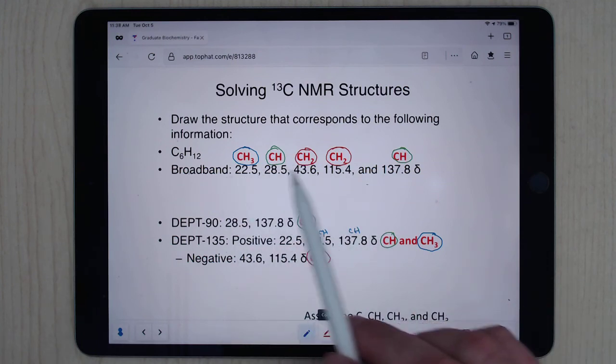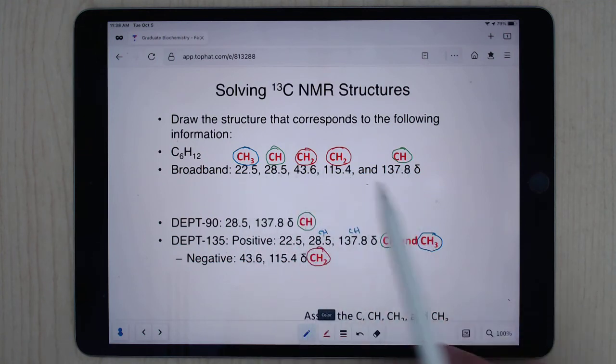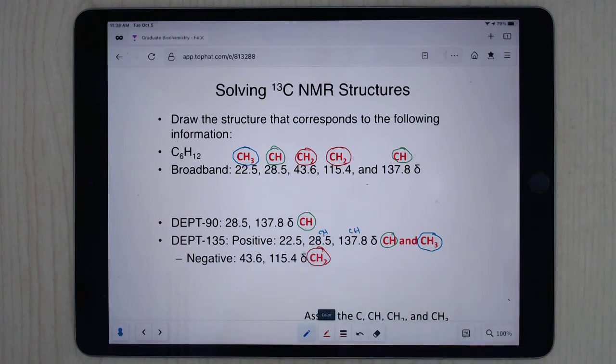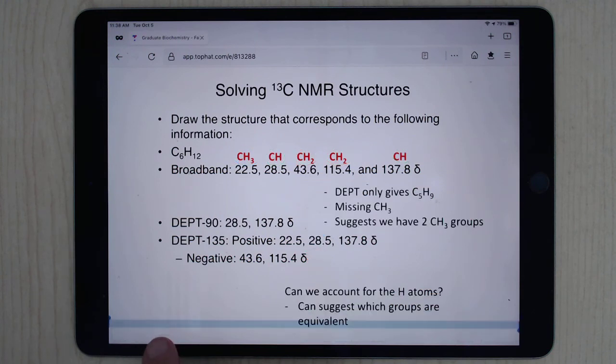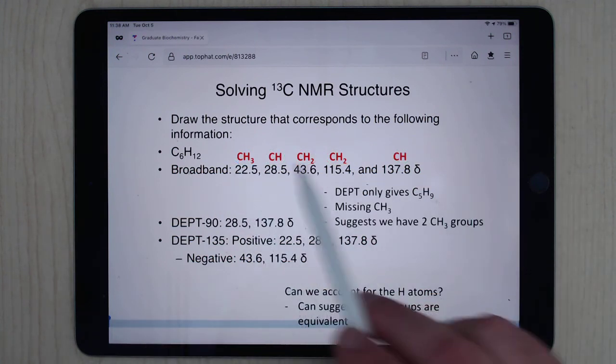Now we don't have any that don't have any signals on it, right? We can account for all of them, we don't have any that don't appear in here. So that means we don't have any C's without hydrogen. Okay, all the carbons have at least 1 hydrogen on them. Now, what are we missing, right?